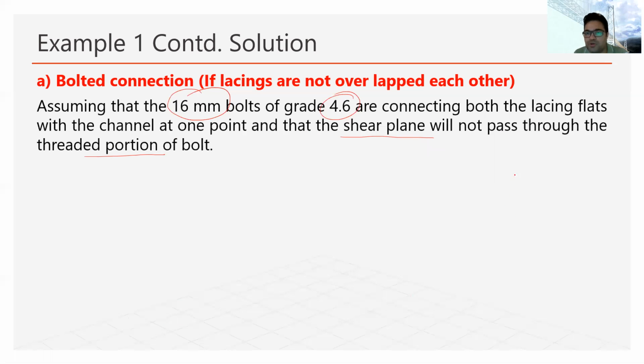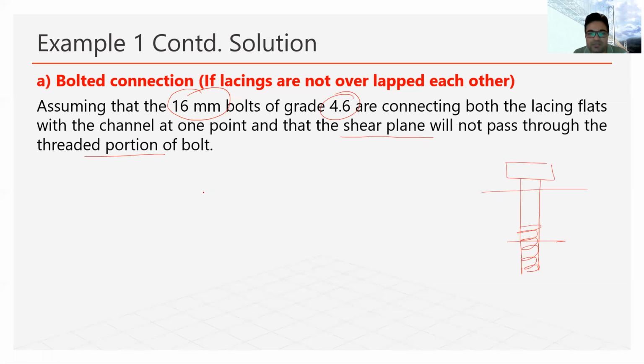Well, I hope you already remember that a bolt has this head, and this is the shank, and in some part of the shank there are no threads, only on the lower part it has threads. Generally we assume that the shear plane will pass through this. But this time I'm assuming that the shear plane will not pass through this, it will pass along the full shank dia. Okay, so what is the difference?